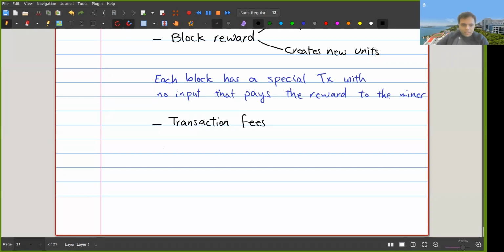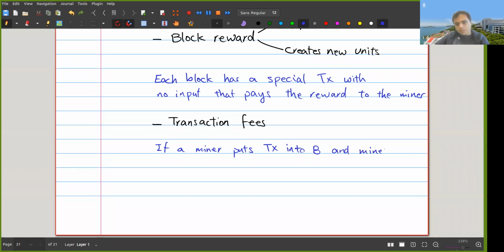So if a miner puts some transaction into some block and mines this block, or let's say adds this block B to the blockchain, then the miner is paid the transaction fee, which is the sum of the inputs in this transaction minus the sum of the outputs.